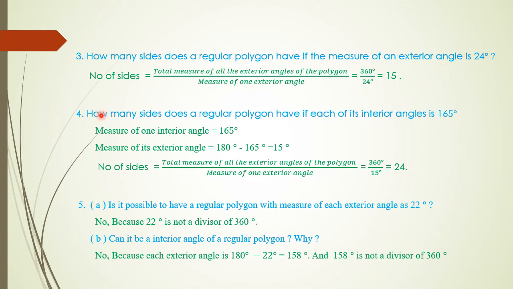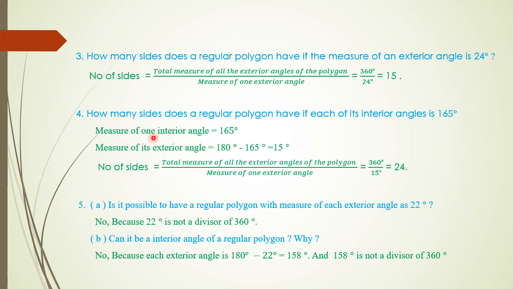So a regular polygon, if it has exterior angle 24 degree, then number of sides of the polygon is 15. Okay. Question number 4. How many sides does a regular polygon have if each of its interior angle is 165 degree? So if interior angle is given, we have to find the exterior angle, then we have to use the formula for number of sides.